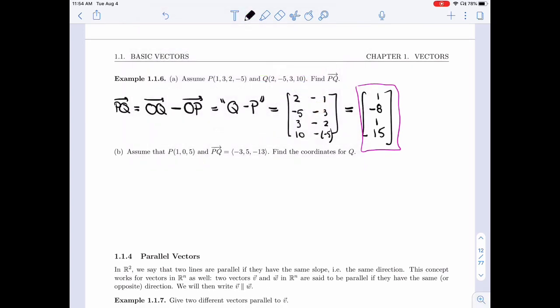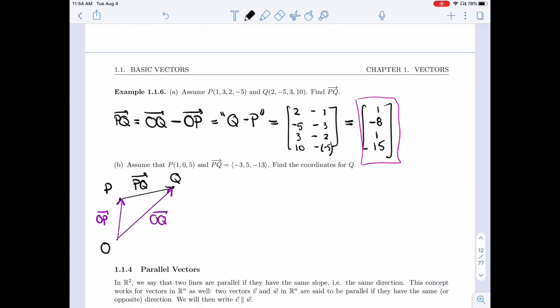All right, let's try the next one. In this case, I'm given one point, P, and I'm given the vector PQ, and I want to find the coordinates for Q. So here's my P, and I have PQ here, and I want to get Q. So to make it real proper, I'm going to use the vectors OP and OQ. All right, so from what we saw over here, from the triangle that we have, we know that OQ is the vector OP plus the vector PQ.